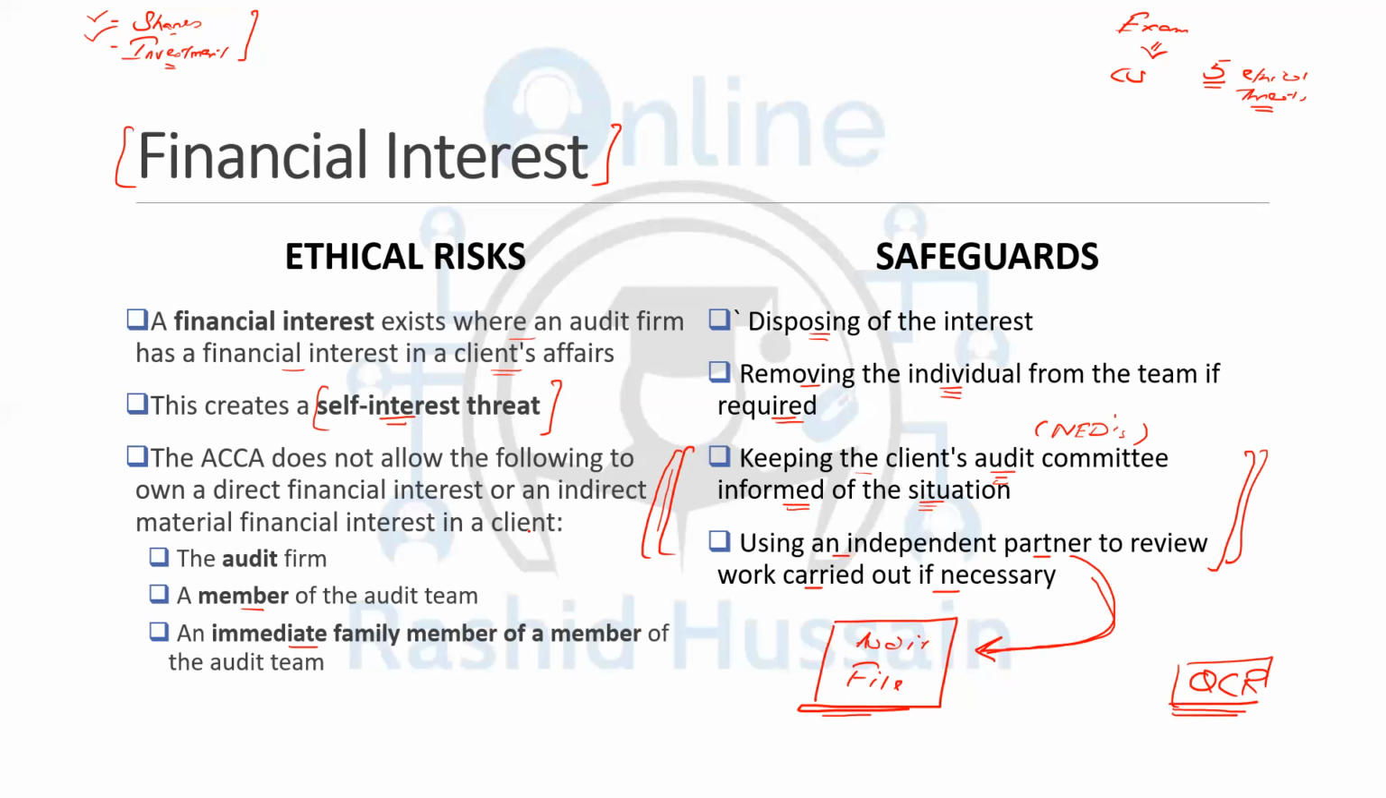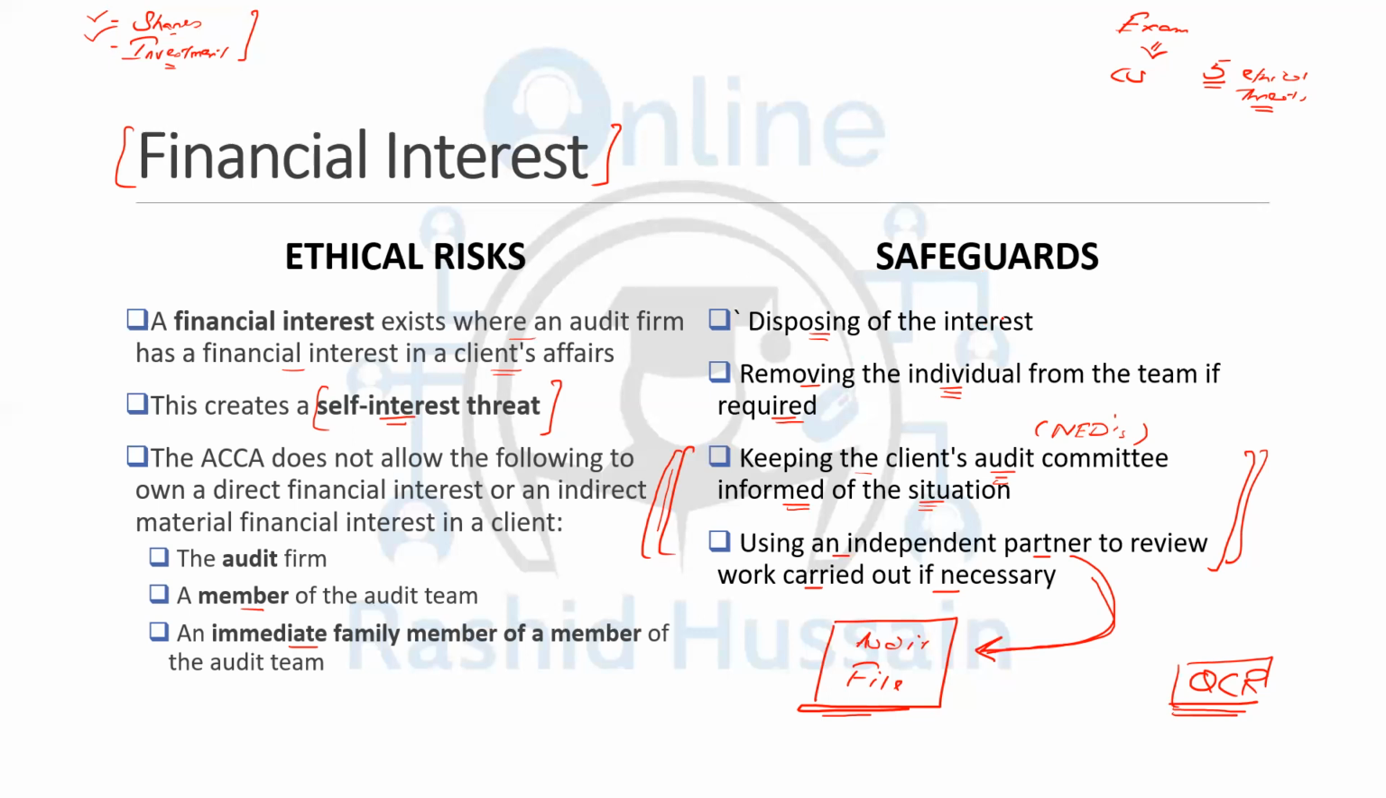So that is why it is important you understand what the safeguards are and their purity. First of all, you try to eliminate the threat, but most of the time this is not possible. What you can do is simply reduce the threat. So one safeguard is disposing of the interest. If the audit firm is having shares in an audit client and they believe that the audit is more important than those shares, to maintain their independence they can dispose of those shares before the audit starts. So obviously, when they do that, their independence will be ensured.